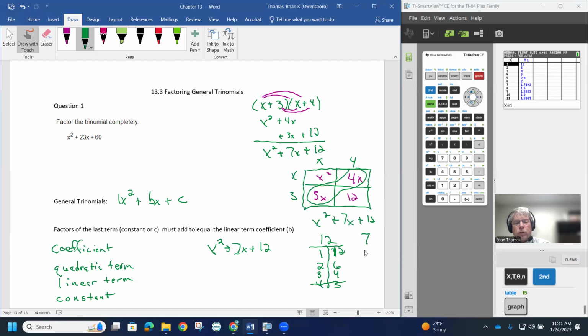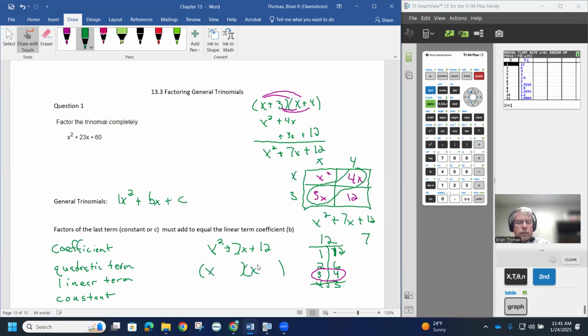But also 3 plus 4 does equal 7. So that's my winner, if you will. This is my winner, the 3 and the 4. So what I do to factor this is set up two sets of parentheses. The x squared just takes up the first two positions, because that's where the x squared comes from, x times x.